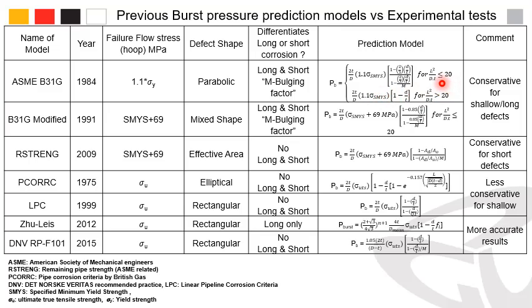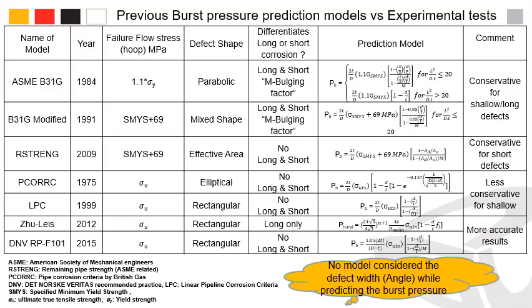However, from the available literature also, we found that the first two models, ASME B31J, which stands for American Society of Mechanical Engineers, and the modified part, provide conservative results for shallow and long defects. The remaining strength criteria is conservative for short defects, and the PCORRC criteria is less conservative for shallow defects. The same with long pipe corrosion criteria. Finally, the solution provided by Lees and the DNV provided more accurate results against experimental tests. However, we should take into consideration that no model considers the defect width while calculating the burst pressure.